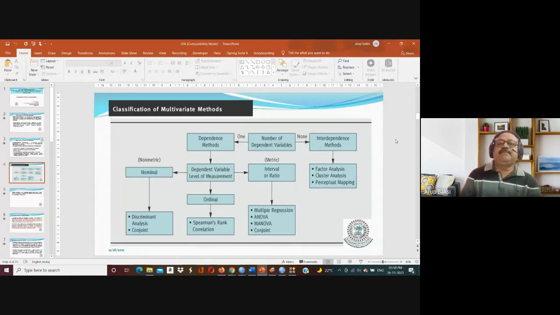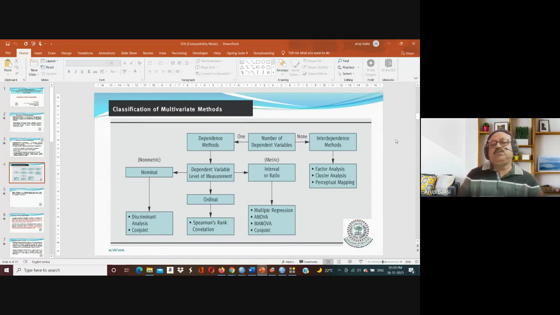So if the number of dependent variables is 1, obviously it gives you a hint that you should proceed for the dependence method. If it is none, on the right hand side, you can see you are proceeding for the interdependence methods. And you have factor analysis and cluster analysis, perceptual mapping, MDS technique, correspondence analysis. All those statistical applications can be applied.